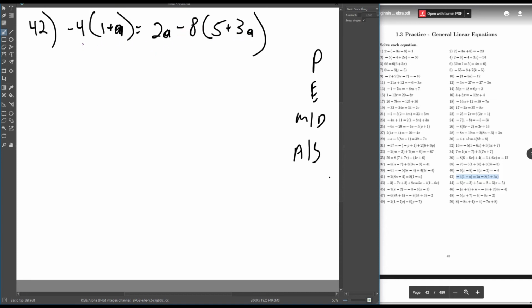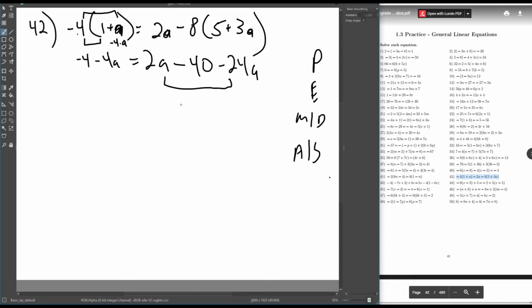I'm going to multiply this by this. So minus 4 times 1 equals minus 4. Minus 4 times a equals minus 4a. Right? Because that's minus 4 times a. Equals 2a minus 8, negative 8 times 5 equals minus 40. Minus 8 times 3a equals minus 24a. All right, let's do a little combination of like terms here. I get minus 22a minus 40 equals minus 4 minus 4a.